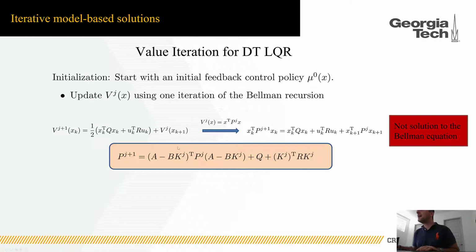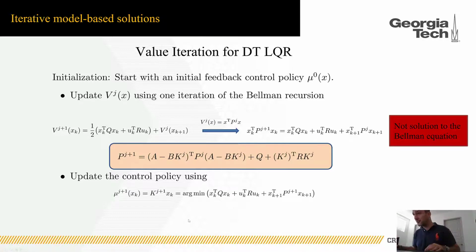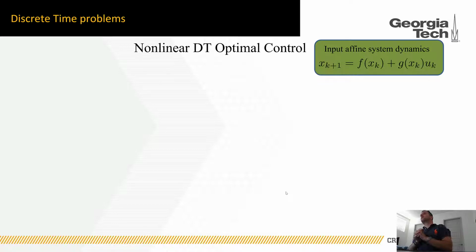And then I want to find this Kj. How can we find the Kj? I update the control policy using this equation, which minimizes the right-hand side of this expression over here. Eventually, I can find my Kalman gain, put it back, and do that iteratively until I converge.